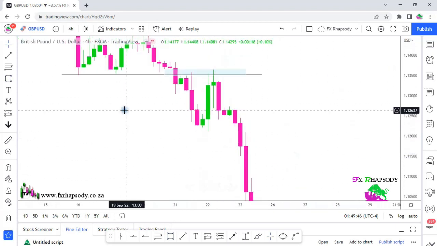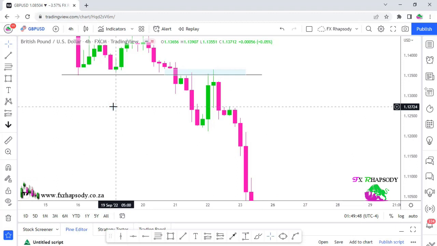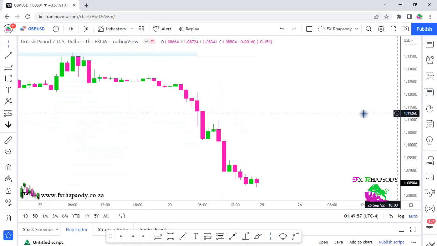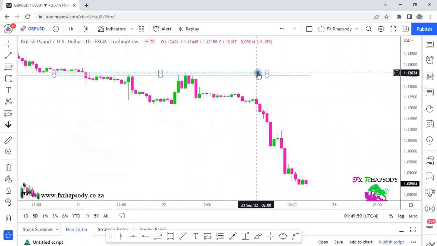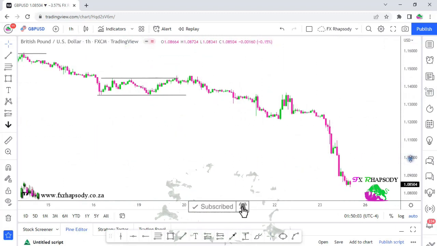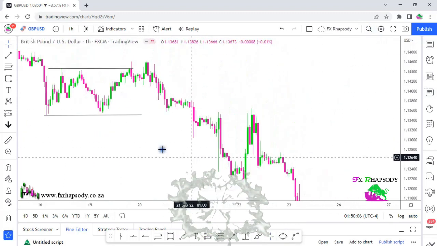So look at your fair value gaps, look at your Fibonacci, use those two methods of trading and you will succeed in your trading career. Hourly time frame, this is now what we just used on 4 hour. Zooming out, on the hourly time frame, this is our previous analysis that we ended on.